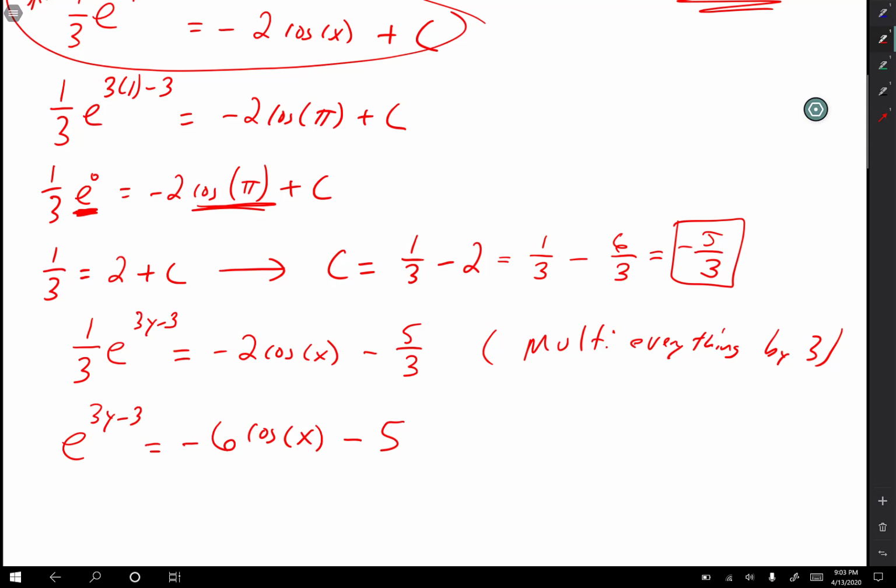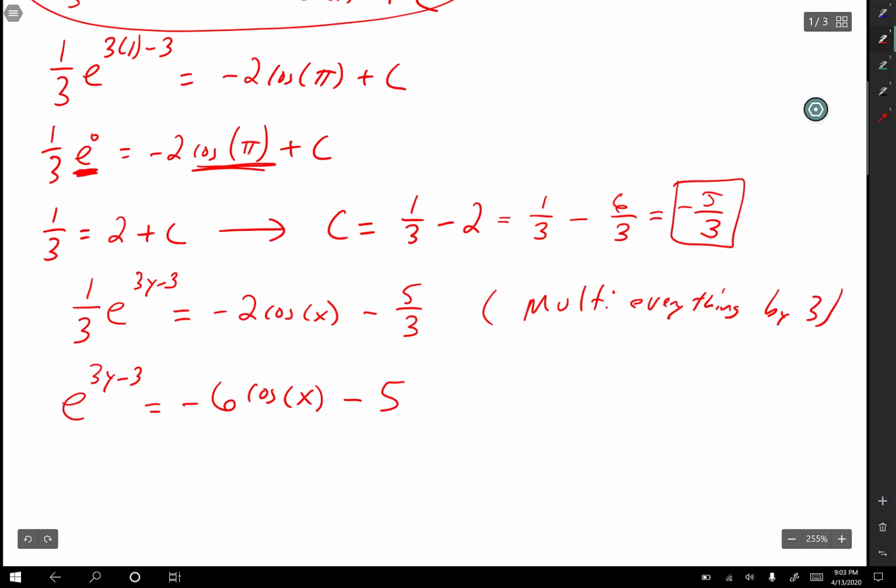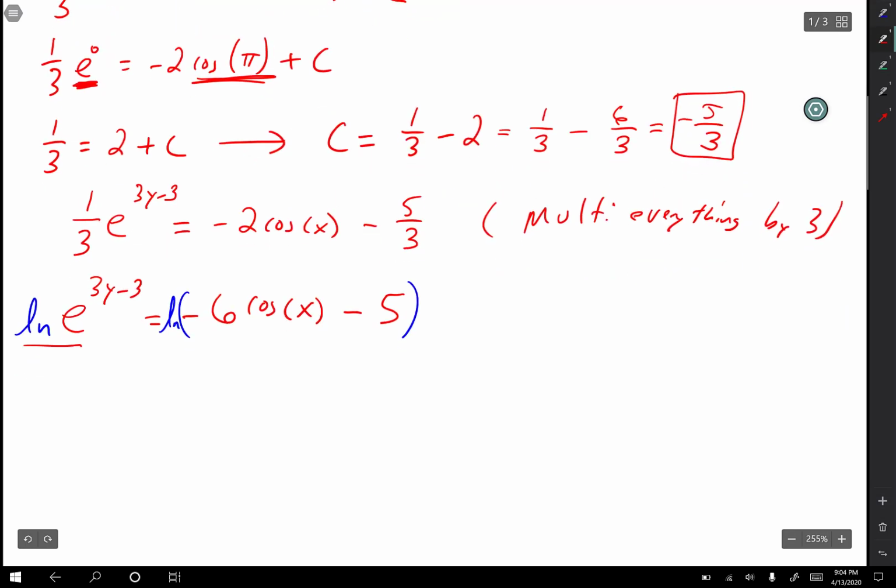So now that we have that, now I want to bring down this exponent, the 3y minus 3. To do that, you have to do an ln. Whatever you do to one side, you got to do to the other. So there you go. Now I'm going to have, and remember, ln of e is just 1, so I'm going to have 3y minus 3.